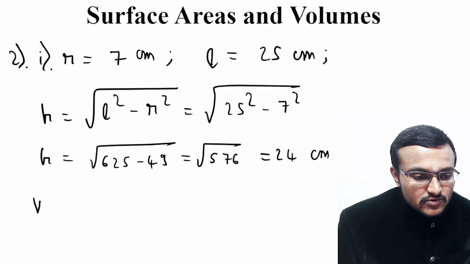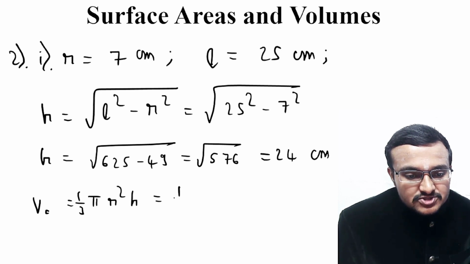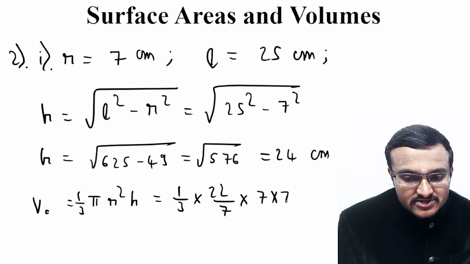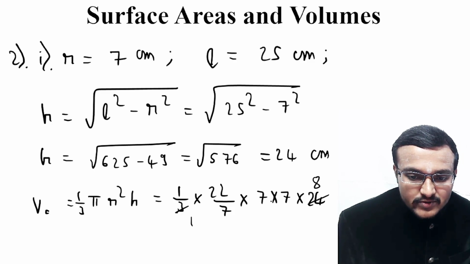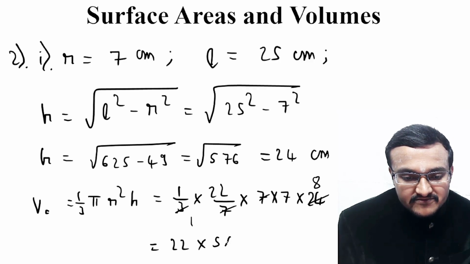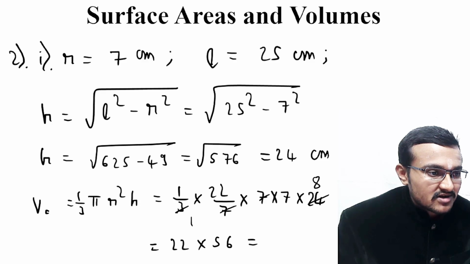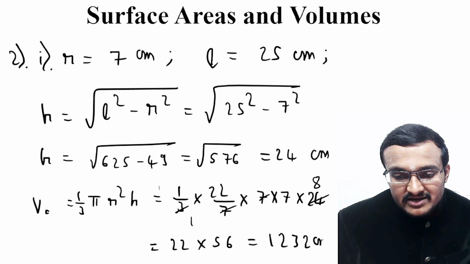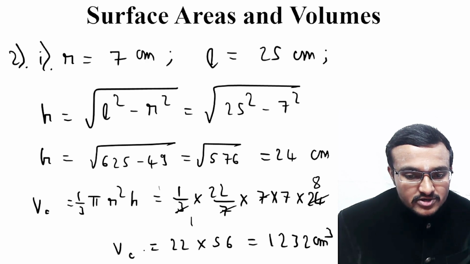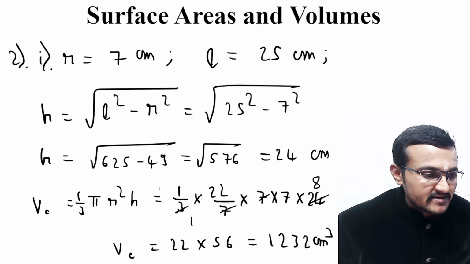So now you can find the volume of this cone, that is equal to 1 by 3 pi r square h. So that is 1 by 3 into 22 by 7 into radius is 7 centimeter, so 7 into 7, into height is 24 centimeter. Now 3 ones are 3, 3 8s are 24. So here 7 and 7 get cancelled with each other. So 22 into 8 sevens are 56. So 22 into 56, we have already solved this before. So 22 into 56 will be 1232 centimeter cube. So the volume of this cone is equal to 1232 centimeter cube.